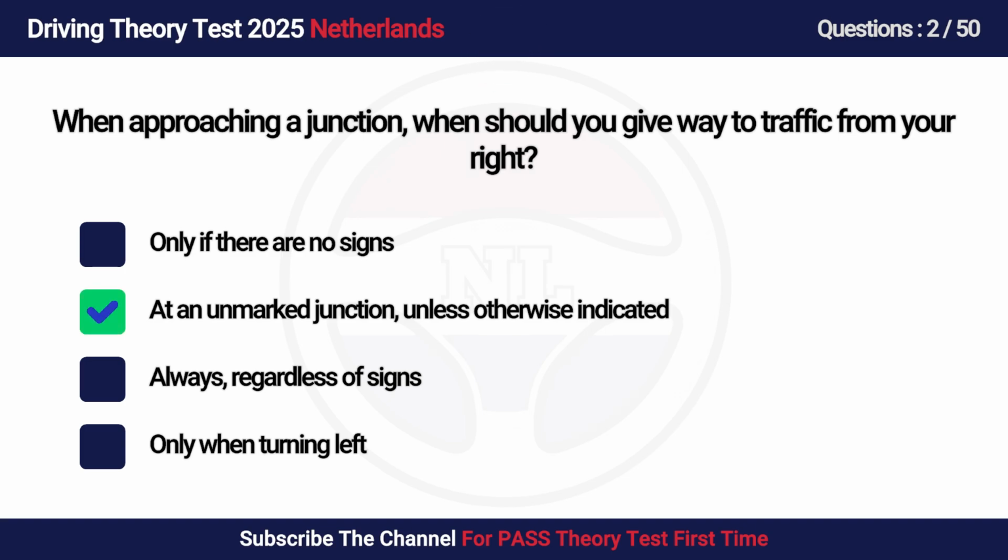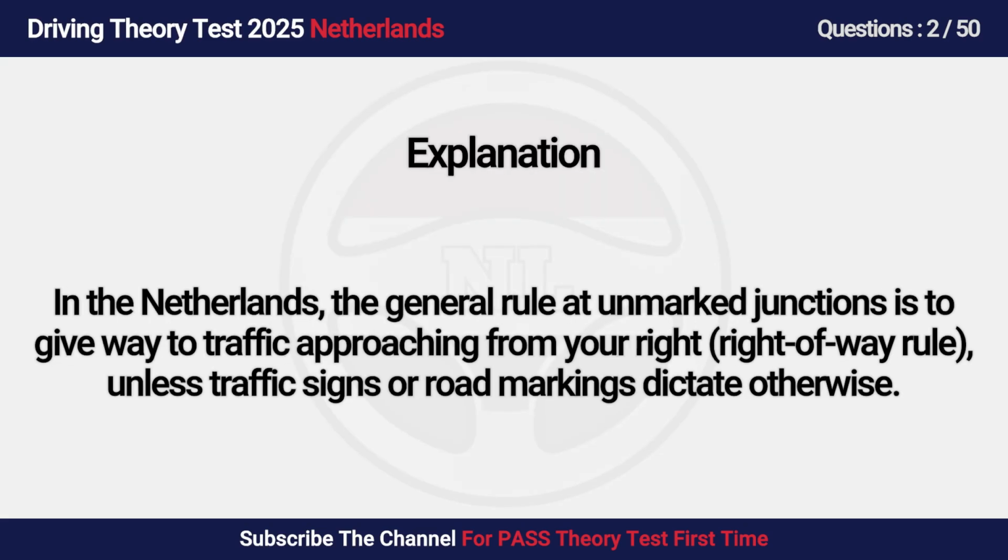Answer is B. At an unmarked junction unless otherwise indicated. In the Netherlands, the general rule at unmarked junctions is to give way to traffic approaching from your right, unless traffic signs or road markings dictate otherwise.